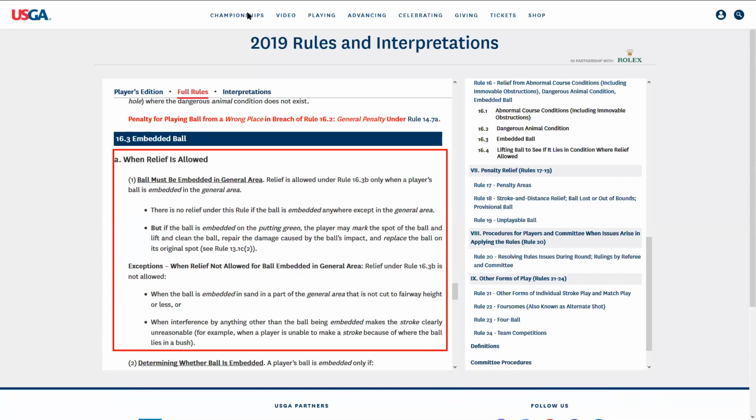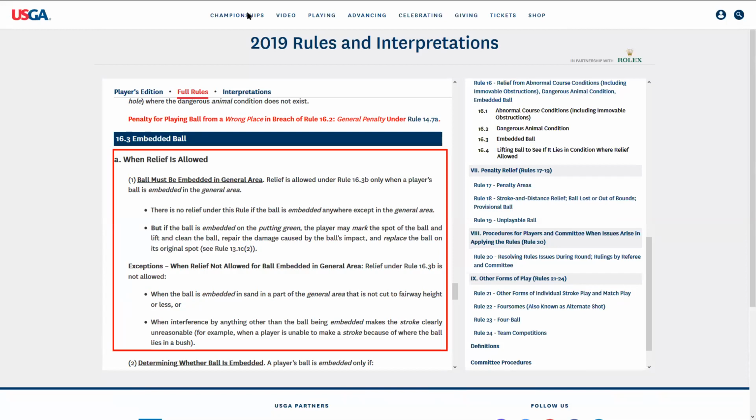So the way to remember this is you've got the general rule. Anytime in the general area you get relief, except if it's in sand, in which case you don't get relief. Because sand doesn't include bunkers, obviously. That is correct. Sand in a bunker is in the bunker, not in the general area. That's correct.